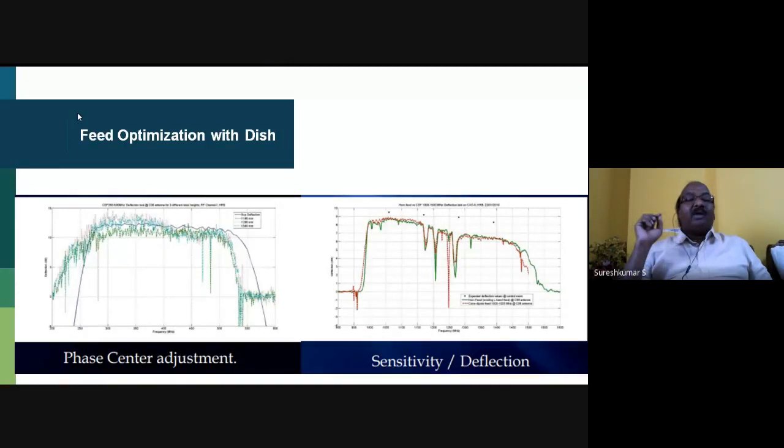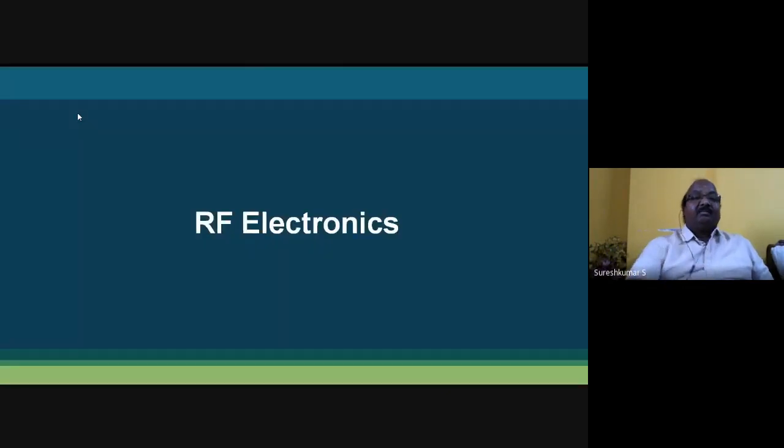And then for feed optimization, I told you about the phase center. The first graph shows that the feed was moved up and down, and we studied the deflection with the source. The best deflection point has been recorded and maintained to optimize the phase center. And this is the final deflection after placing the phase center, the sensitivity shown in the second graph. So with this, I complete the antenna feed designs.